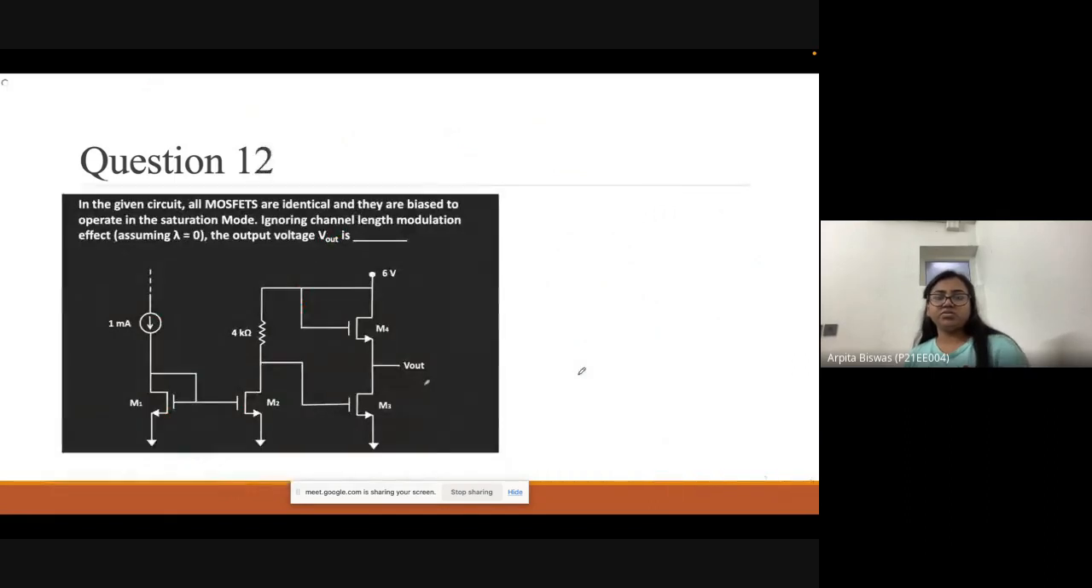So we are moving toward question number 12. In this given circuit, all MOSFETs are identical and biased to operate in the saturation mode, ignoring the channel length modulation effect, so lambda equal to 0. You have to find the value of the output voltage, given that all the transistors are in saturation and identical. So at least try.